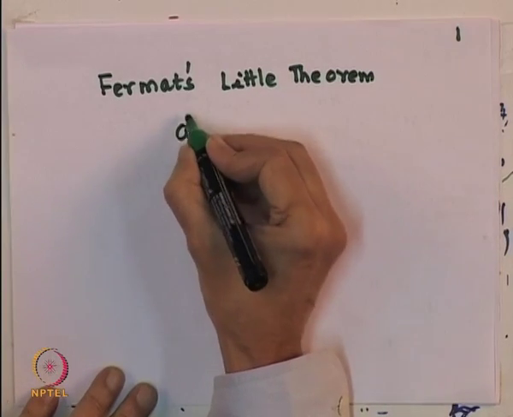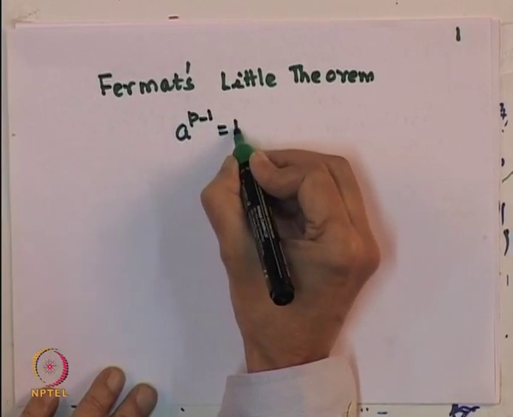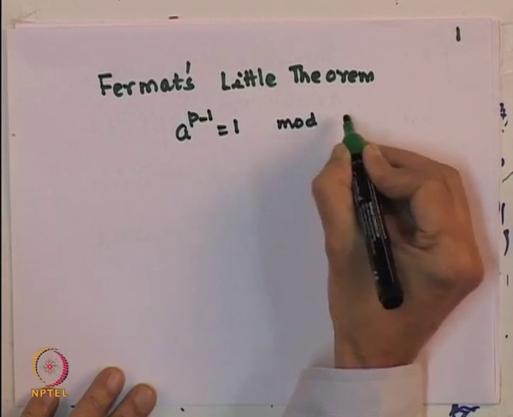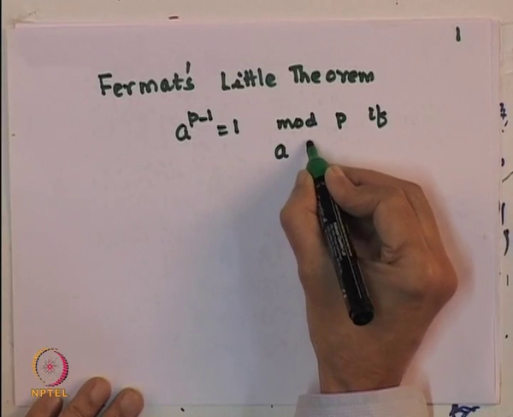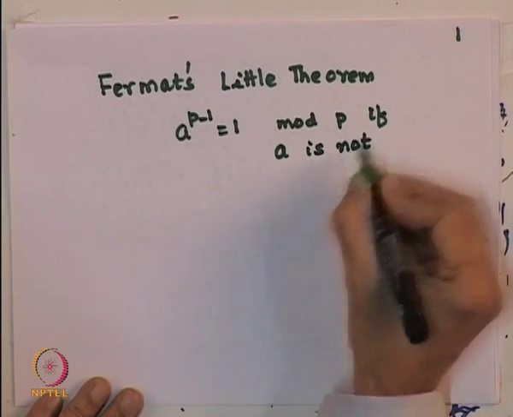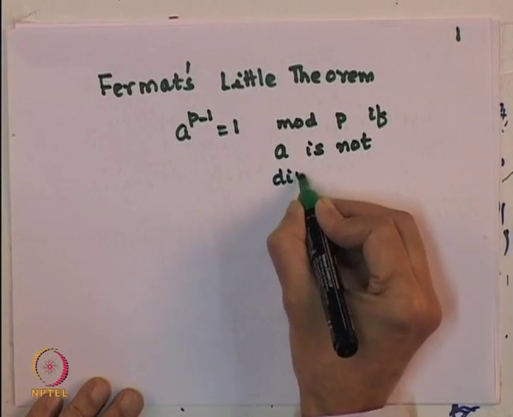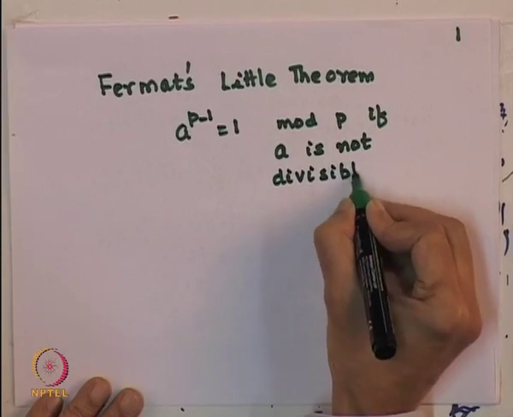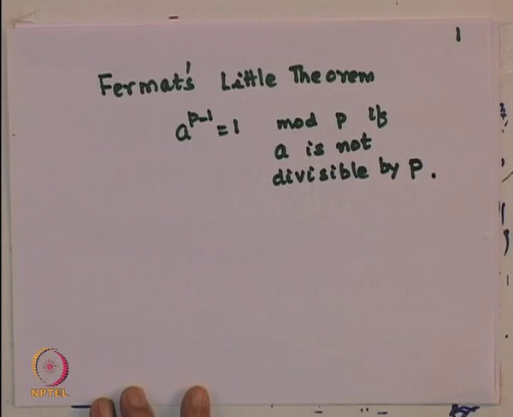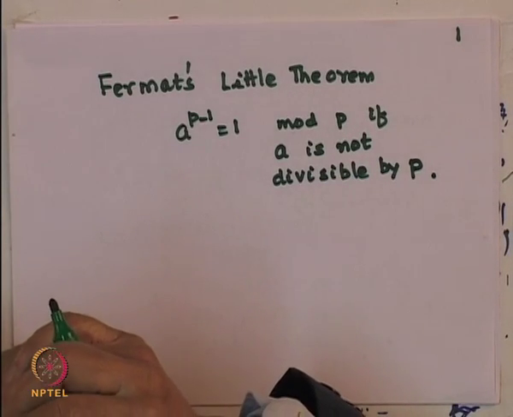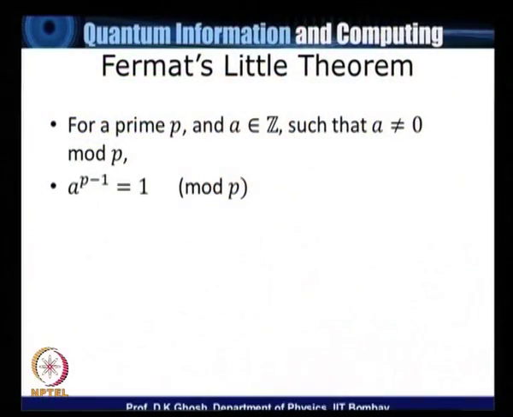a to the power p minus 1 is equal to 1 mod p, if a is not divisible by p. The next thing that we started talking about, as is shown in the slide, is Euler's totient function.